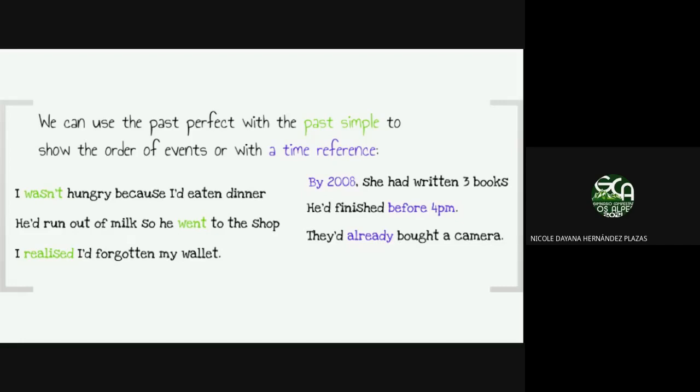That he realized it or that he forgot the wallet? What happened first? I realized.